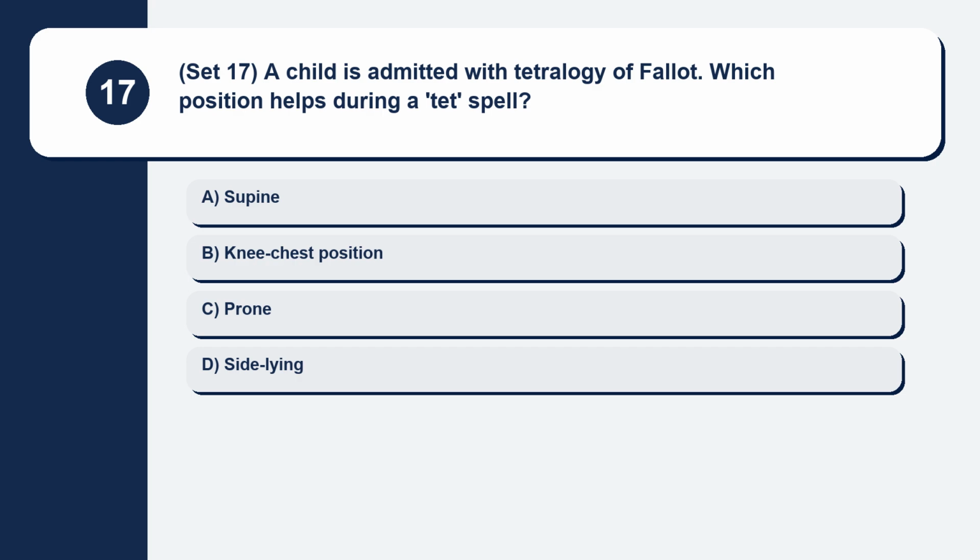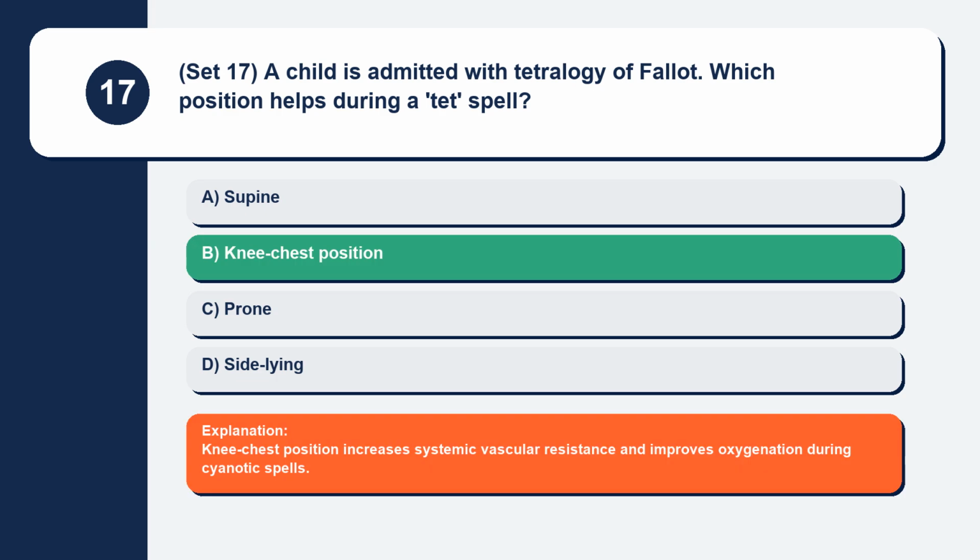Question 17. Set 17. A child is admitted with tetralogy of Fallot. Which position helps during a tet spell? Supine, knee chest position, prone, side lying. Knee chest position increases systemic vascular resistance and improves oxygenation during cyanotic spells.